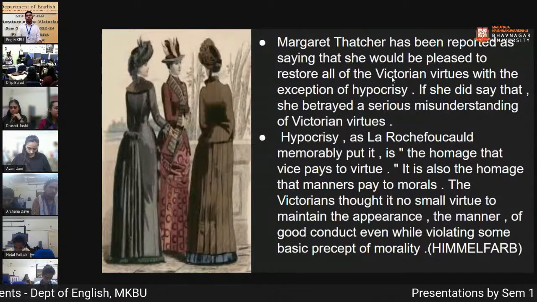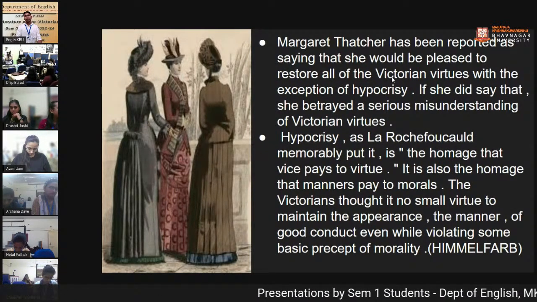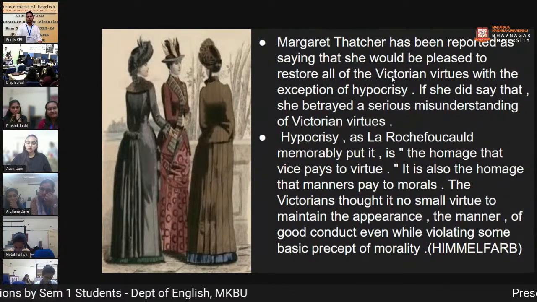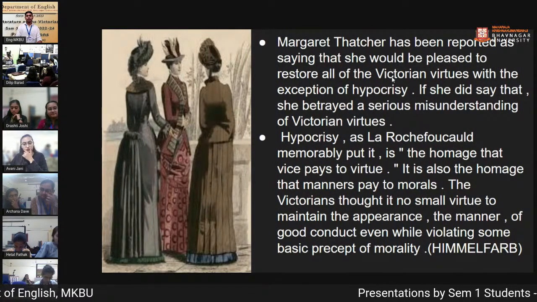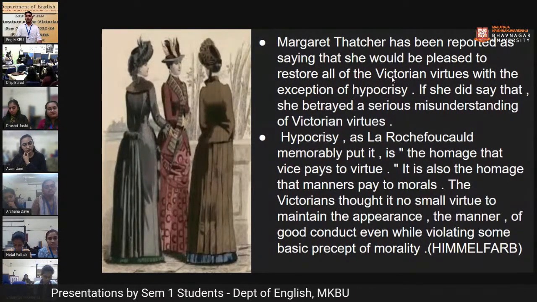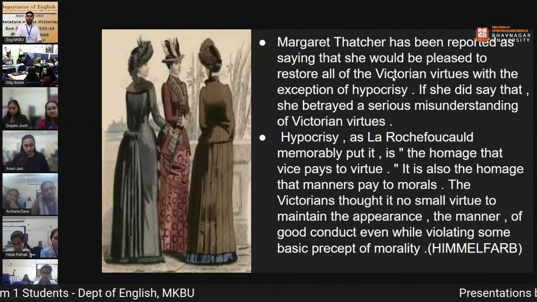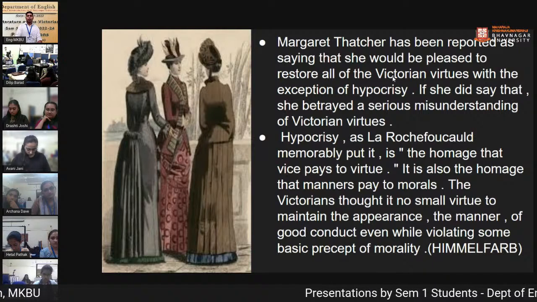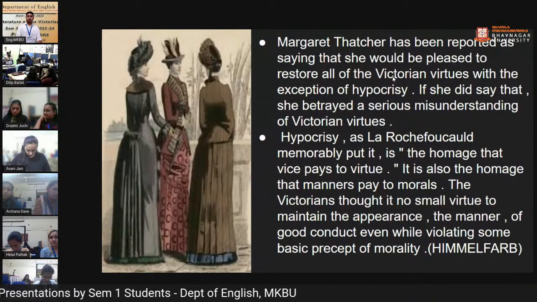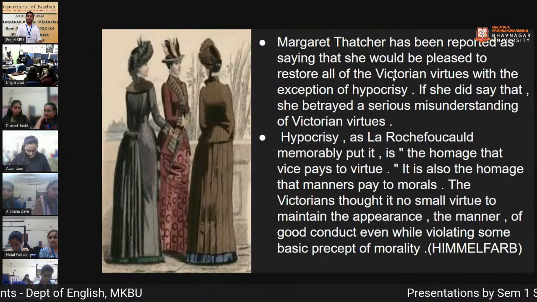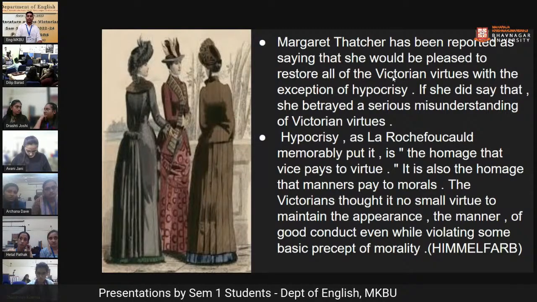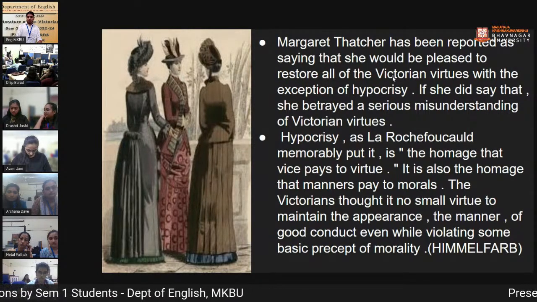Margaret Thatcher is reported as saying that she would be pleased to restore all of the Victorian virtues with the exception of hypocrisy. If she did say that, she betrayed a serious misunderstanding of a Victorian virtue. The French classic writer La Rochefoucauld said that the homage that vice pays to virtue is also the homage that manners pay to morals. The Victorians thought it no small virtue to maintain the appearance, the manner of good conduct, even while violating some basic precept of morality.